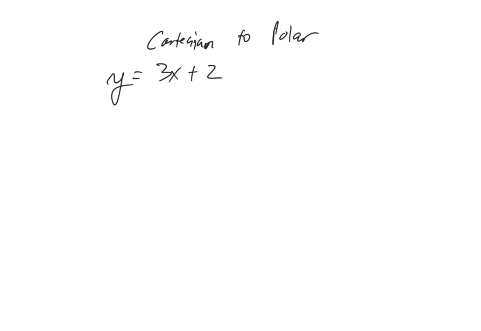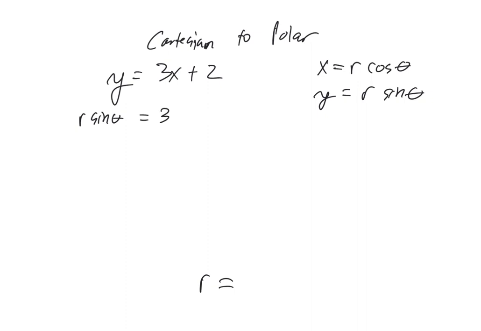To convert an equation from Cartesian to polar coordinates, in Cartesian we oftentimes had y equals. When I get to polar, I'm going to want to have r equals. So I go, all right, what are my conversions from polar to Cartesian? x equals r cosine theta. y equals r sine theta. Plug those in. r sine theta equals 3r cosine theta plus 2.